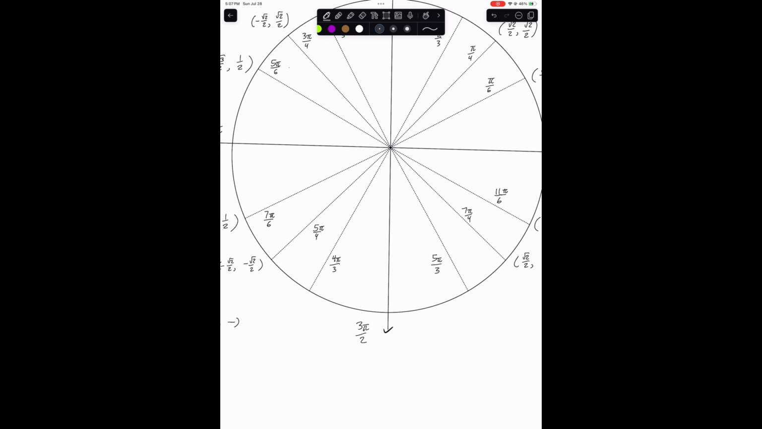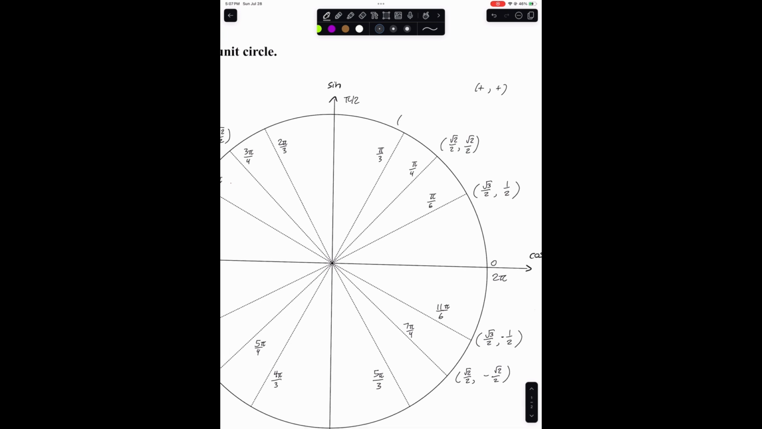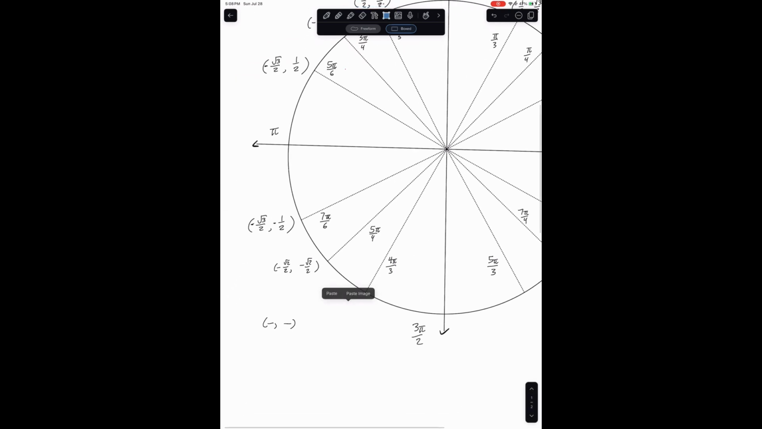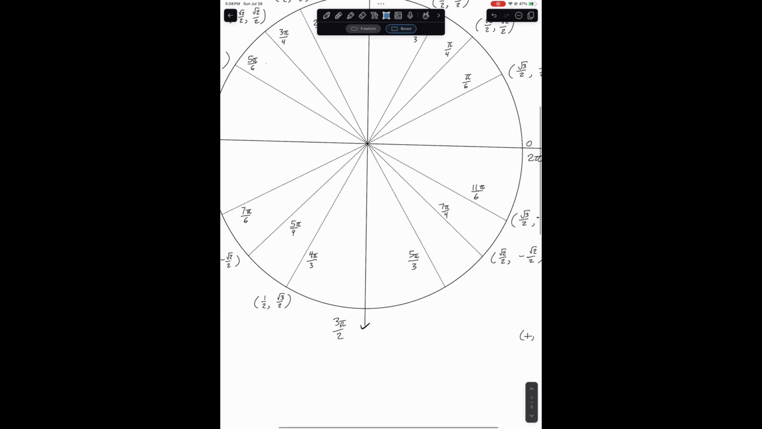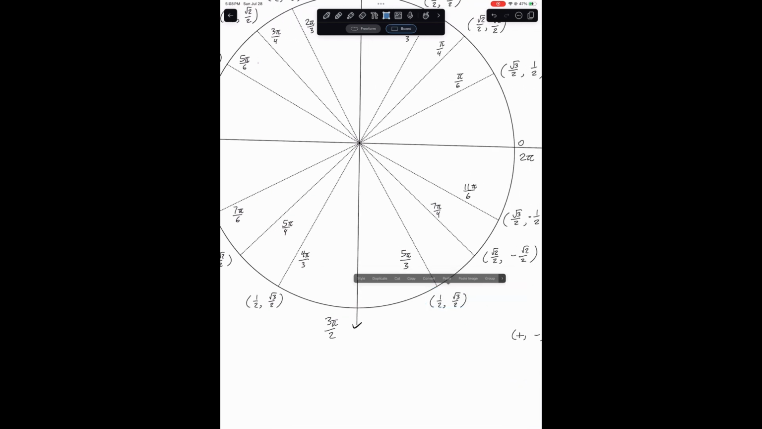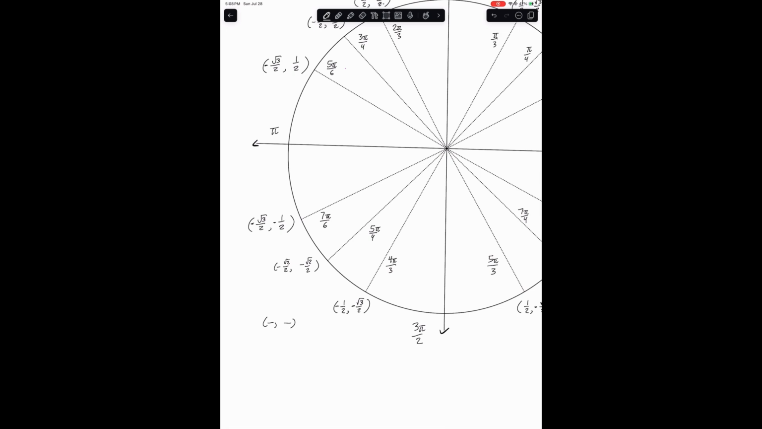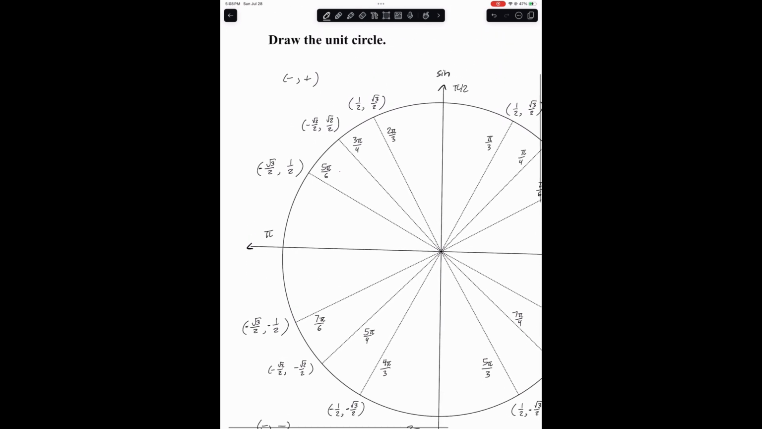Okay. So for pi over 3, your values are 1/2 comma root 3 over 2. And again, same thing. The other three angles have the same reference angle. So they'll use the same values, but we will change the signs according to the quadrant. Fourth quadrant needs a negative for the sine value. Third quadrant needs negatives for both. And the second quadrant needs a negative for the cosine value.